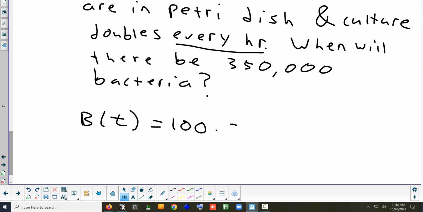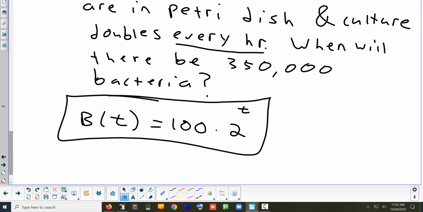Okay, so 100 times 2 to the t divided by my doubling period, which in this case is 1, so I really don't need to divide by anything. So there's your equation. And they want to know when there would be that many bacteria. So fill 350,000 in for B of t, and then do a y1, y2, and see where they cross.